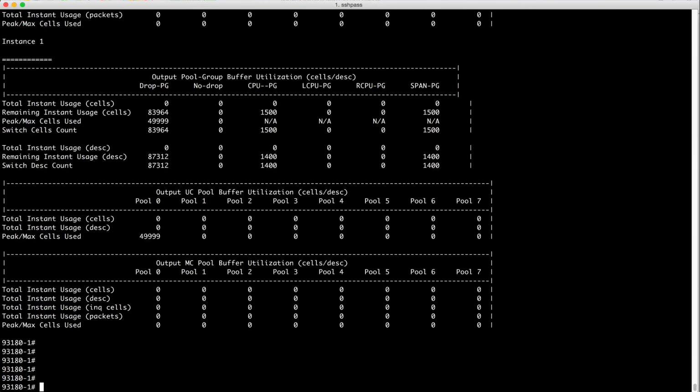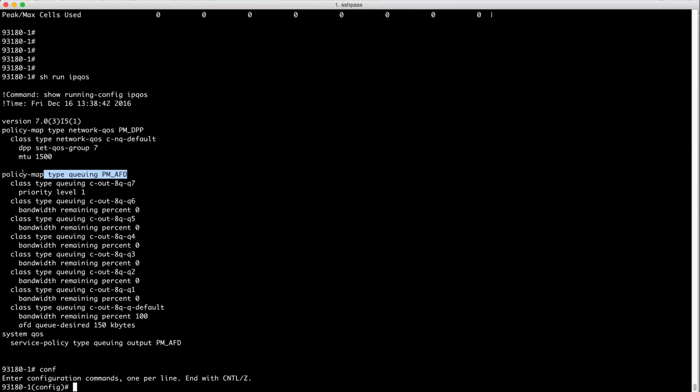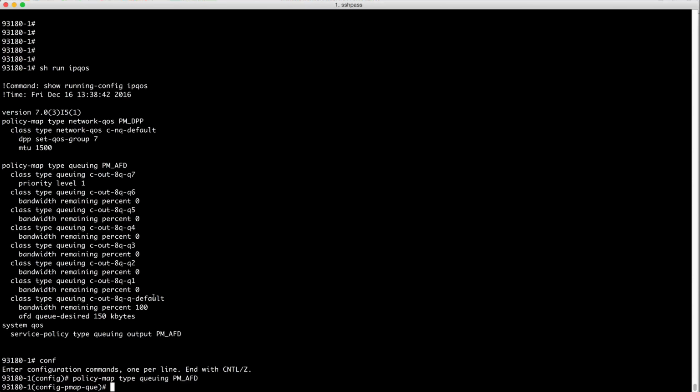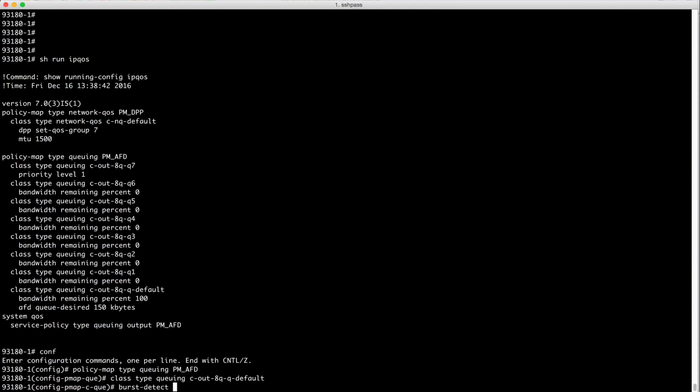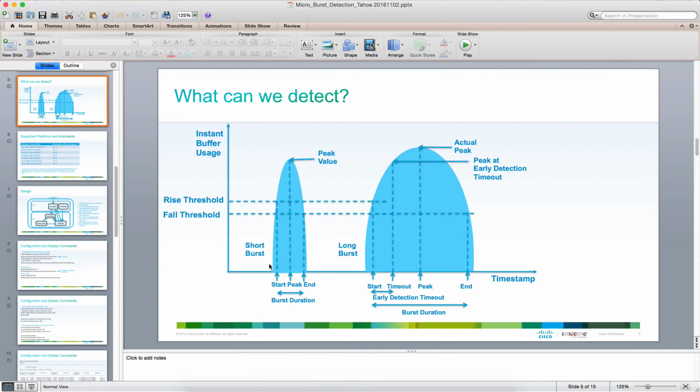The way to enable it is to go to the QoS policy. We're going to just reuse the QoS policy we have. And the CLI is called burst detect. You specify two things, a rise threshold and a fall threshold. What it means is, if we look at an example of a burst, we specify at what level we want a burst to be noticed.